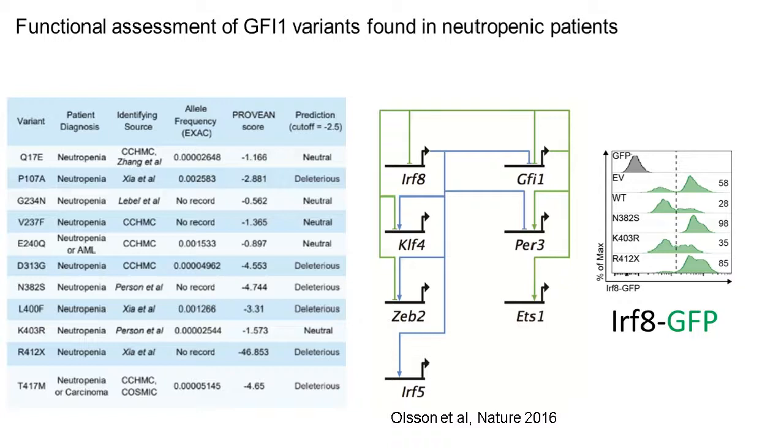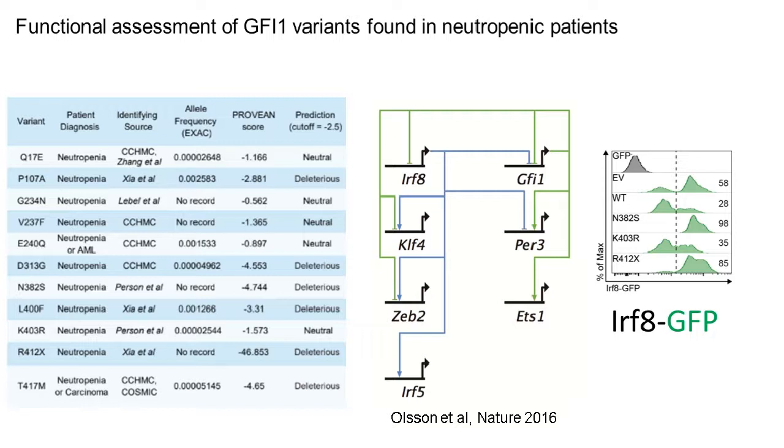So as I mentioned, there are a number of GFI1 variants that have been identified in neutropenic patients. However, a majority of these have not been functionally assessed. So to validate the impact of these variants, we leveraged findings from Andre Olsson's paper in which he identified a gene regulatory network controlling the monocytic and granulocytic lineage decision. And this network is led by GFI1 and IRF8. And notably, IRF8 is a direct target of GFI1, and GFI1 represses IRF8 expression.